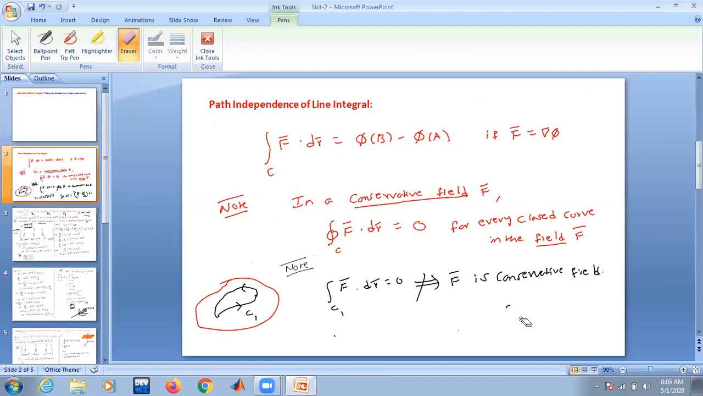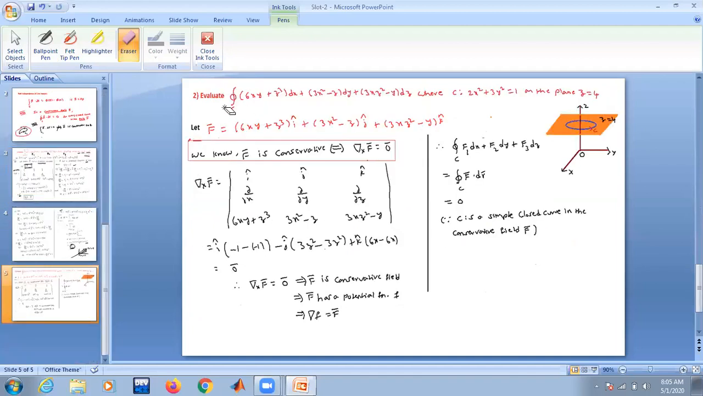Now let us see the second problem. You're asked to evaluate again the integral of f1 dx plus f2 dy plus f3 dz, where c is this. Can you identify this equation? This is nothing but an ellipse. This ellipse is lying in z equal to 4, which is a plane parallel to the xy plane. You can see the orange one is the z equal to 4 plane, and the blue one is the ellipse 2x square plus 3y square equal to 1. So we are asked to evaluate this integral over this ellipse.